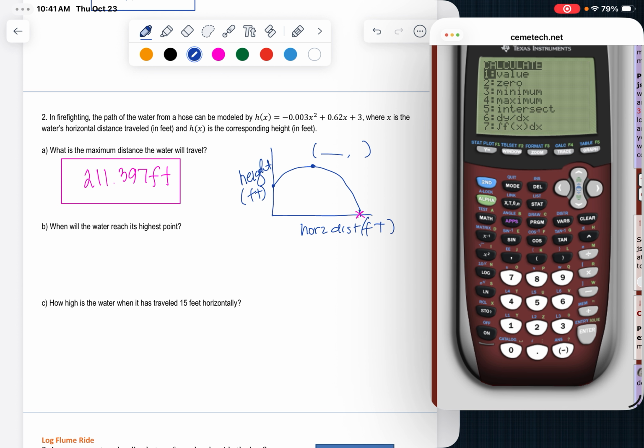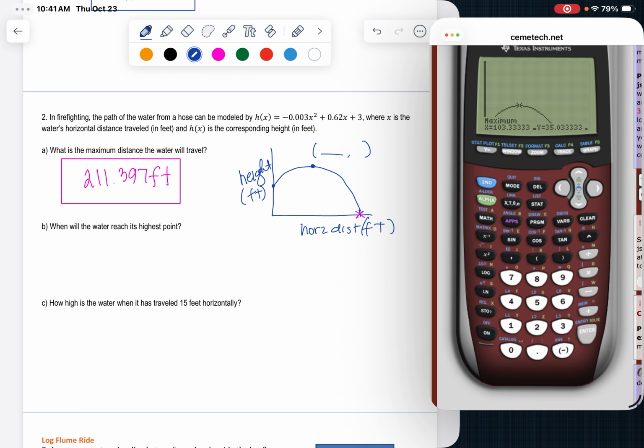Second, trace. Option number 4 is maximum. I need a left bound, so I'm gonna toggle till I'm to the left of the max. I just did the zero, so I gotta get that cursor to come back to be to the left of the vertex, the left of that highest point right there, which is called the maximum. Okay, I am to the left of it, it looks like, just to be safe right there. Enter. Now I need to get to the right of it, so I'm gonna toggle till I'm to the right of it. That looks good. Enter, and then it says yes, yes please.